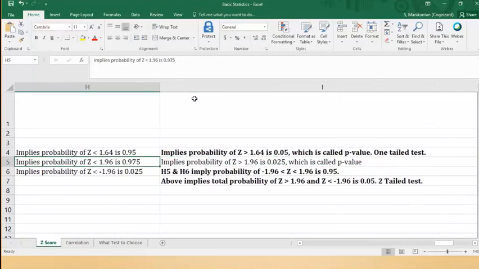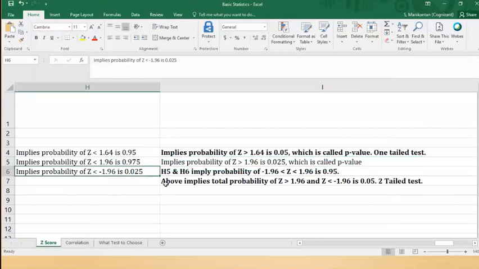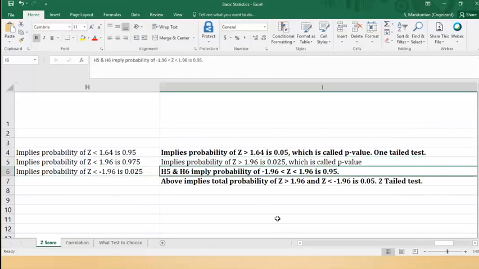Similar to this, the probability of z being less than minus 1.96 is also 0.025. Take these two together now. Z greater than 1.96 is 0.025. Z less than minus 1.96 is 0.025. Sum these two up, you will get 0.05. So exclude these. You can see that the probability of minus 1.96 less than z less than 1.96 is 0.95. That is, the probability of the z value falling between minus 1.96 and plus 1.96 is 0.95.